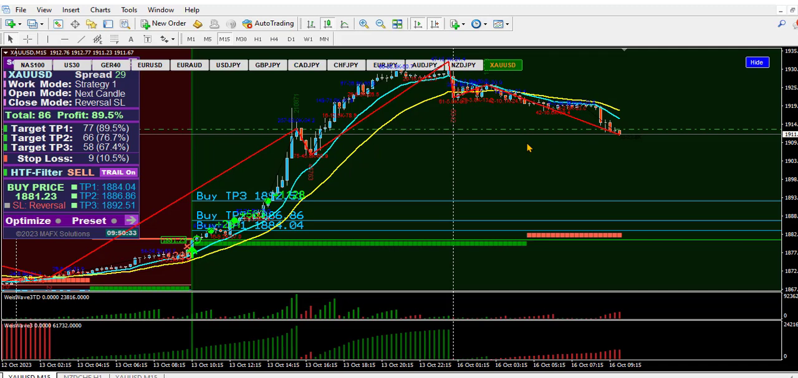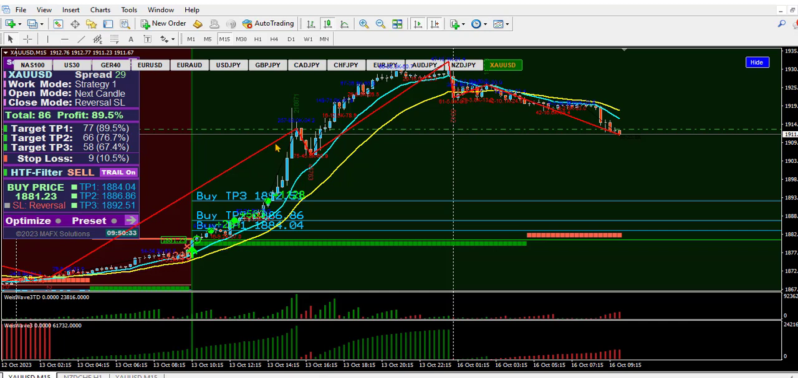Now let me explain how to use this simple strategy. Though there are some indicators that you can use alone, I decided to combine a few indicators together so that it will be more accurate.